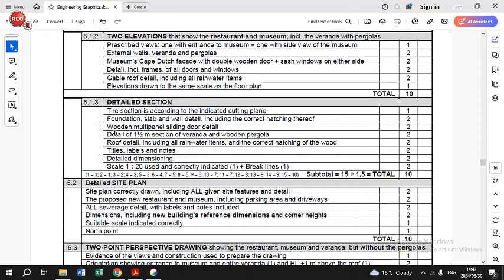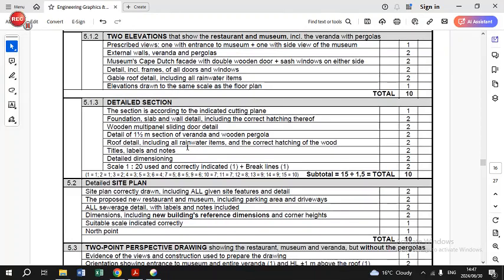We have a detail of 1.5 meter section of the veranda and the wooden pergola. Remember there I've used the break line because it's much wider. The roof detail, including all rainwater items, which would be the gutter and the rainwater downpipe, and the correct hatching of the wood, and that would be the crossing of the square rectangular pieces.